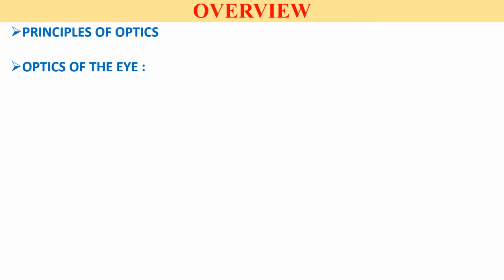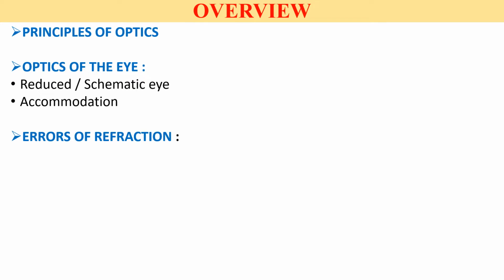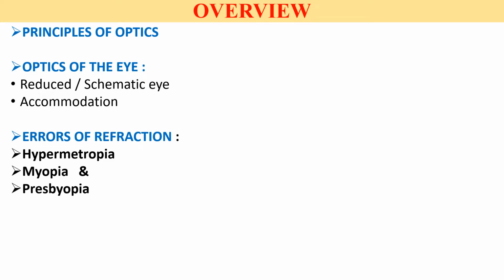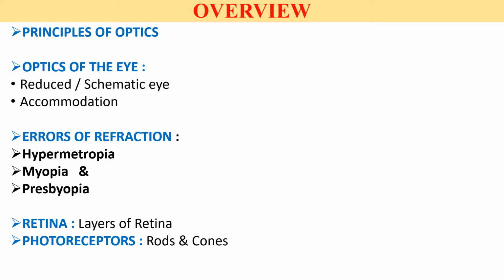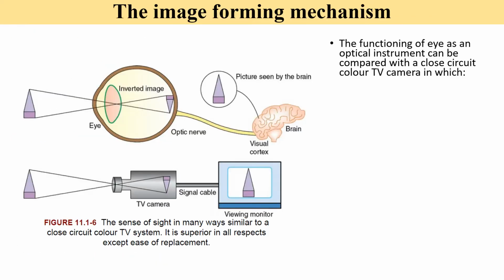First thing first is the overview of today's lecture. In this lecture, I will discuss about the principles of optics and optics of the eye briefly. You will understand the concept of reduced eye, accommodation, and errors of refraction. You will understand what is hypermetropia, myopia, and presbyopia. And lastly, I will discuss about the various layers of retina, the photoreceptors, and phototransduction.